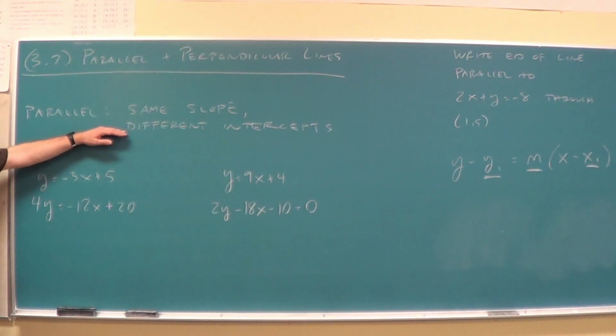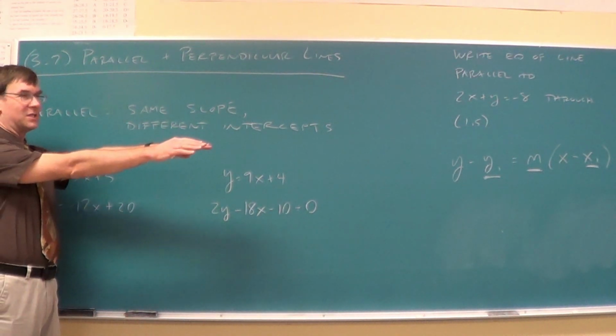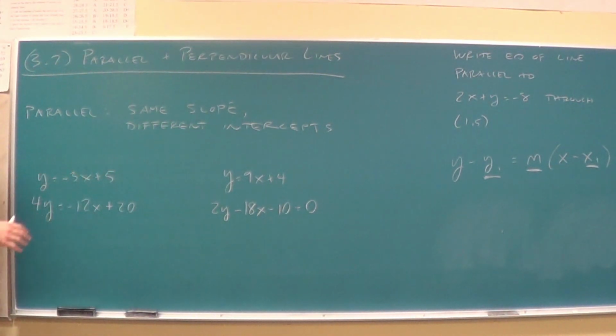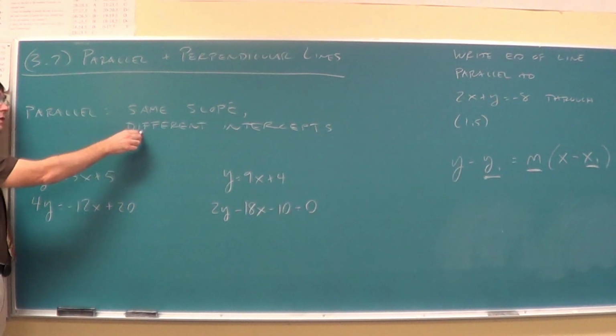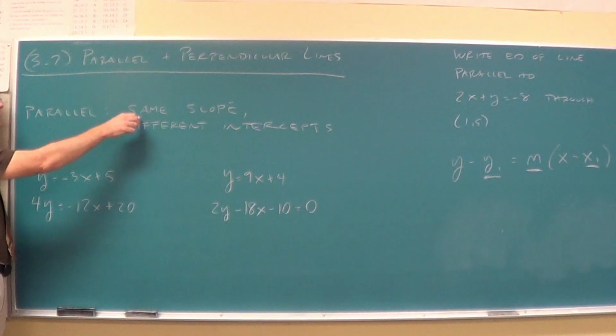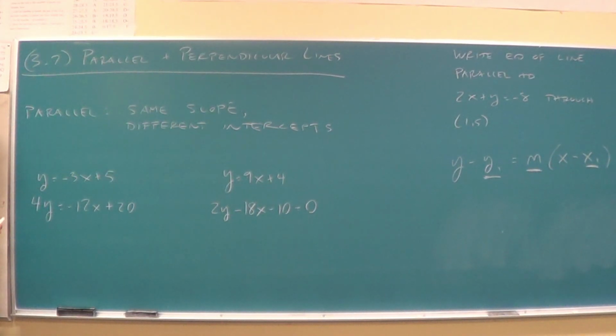Because where would they be if they had the same slope and they had the same intercept? They would just be the same one. They'd be like 2 lines stacked on top of each other. Those aren't parallel lines, that's the same line twice. So to be parallel, they need different intercepts to be in different locations, but have the same slope.